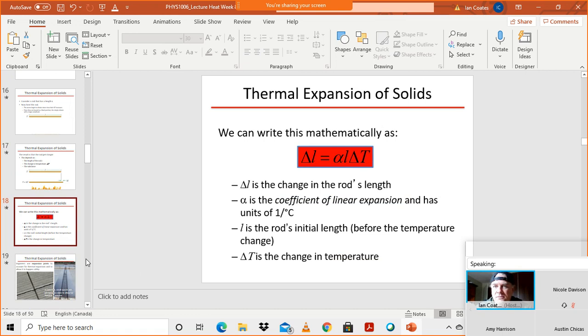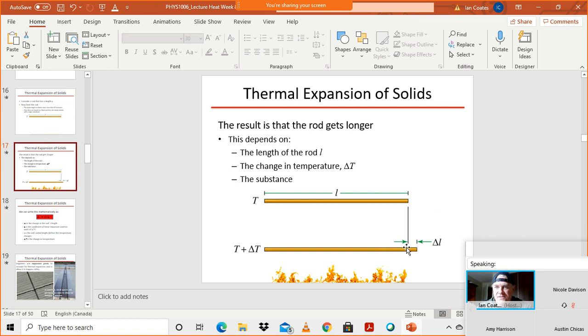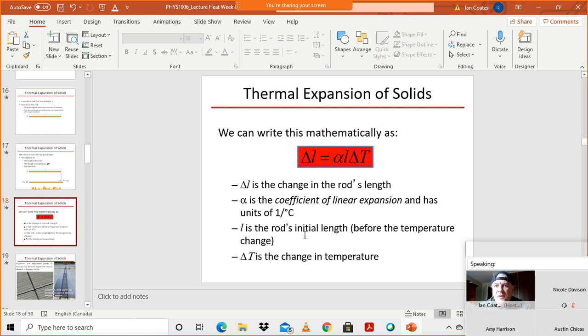Welcome to your formula. We can write this mathematically as: change in L, or delta L, is the change in the rod's length, that little piece right there at the end. So this formula is written to find this. And then we've got alpha. Alpha is the coefficient of linear expansion and has units of 1 per degree Celsius. L is the rod's initial length.